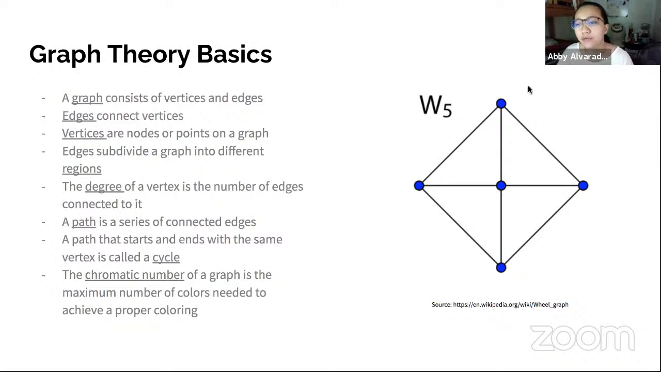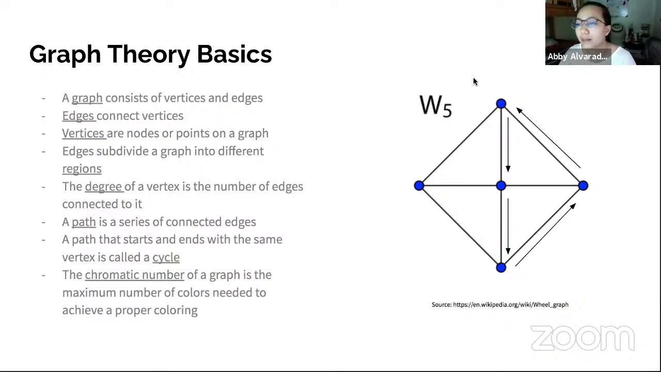So for example, from the northern vertex, we will connect it to the central vertex. And then from the central vertex, we will connect it to the southern vertex. Then that is a path because the edges are connected. It looks like a pathway. Now, if we connect the southern vertex to the eastern vertex, then the eastern vertex to the northern vertex again, that is a cycle because it started and ended on the same vertex. So all wheel graphs have this cycle on the outside of a central vertex.